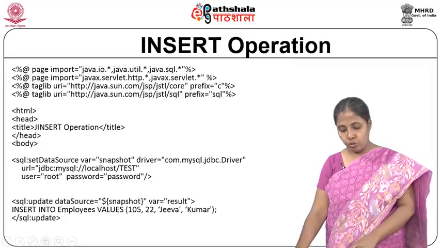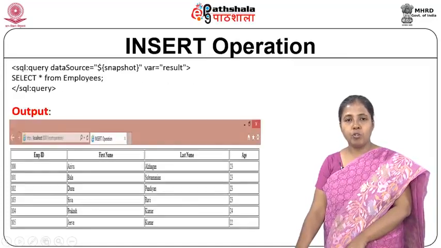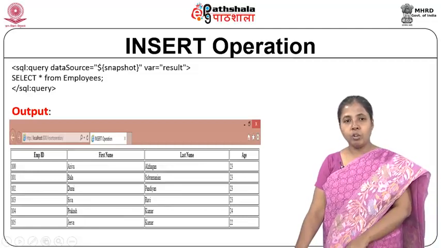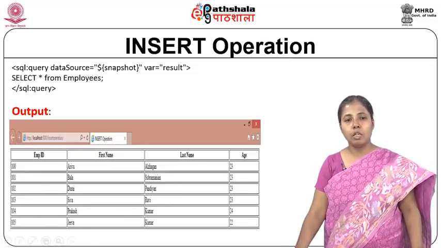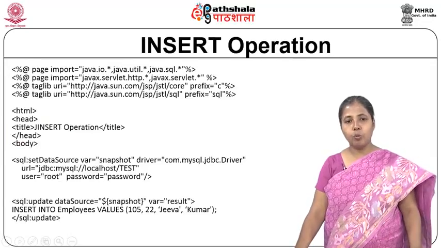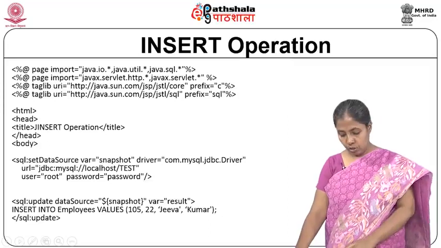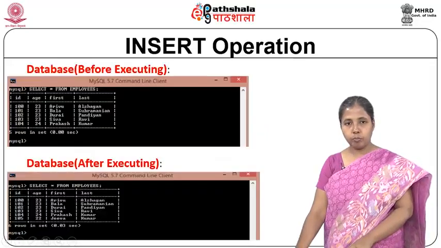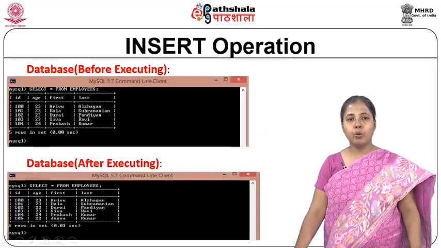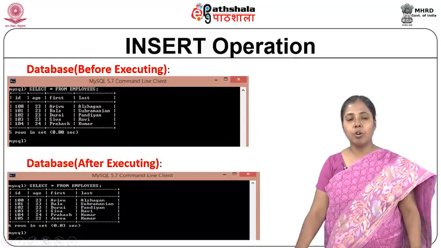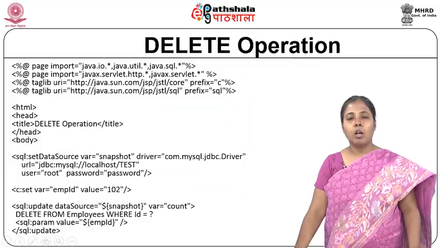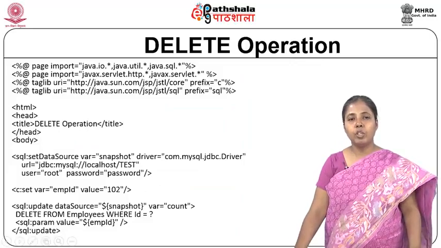Within that you have given the query string. Now, you have used the data source because it is already imported. So, you use the data source and then you are inserting it. So, you can see that the new data gets inserted into the database. We want to insert 10522 Jiva Kumar. So, this would be inserted as a new record into the table. Before inserting it you had 4 records and 5 records, and after inserting it you have got 6 records in your table. And this is a delete operation you do with the JSP page.